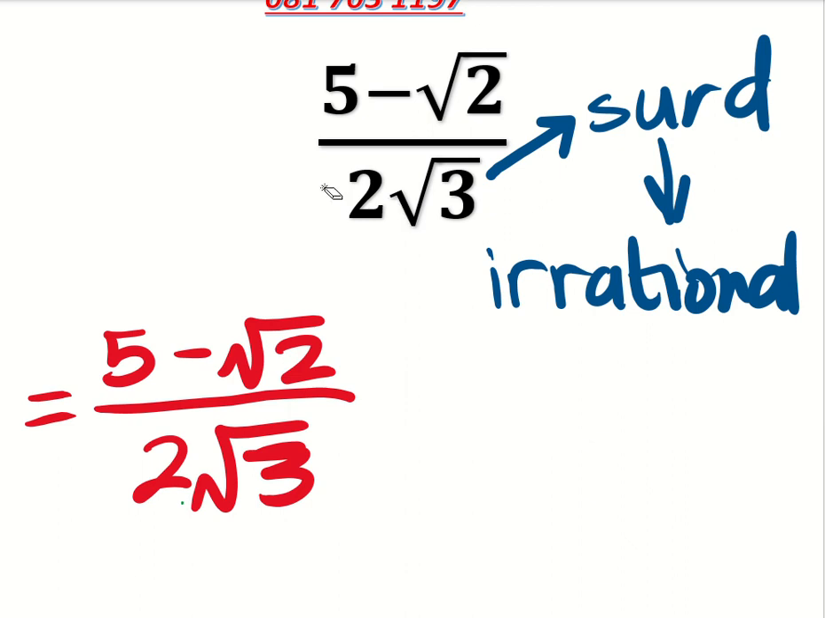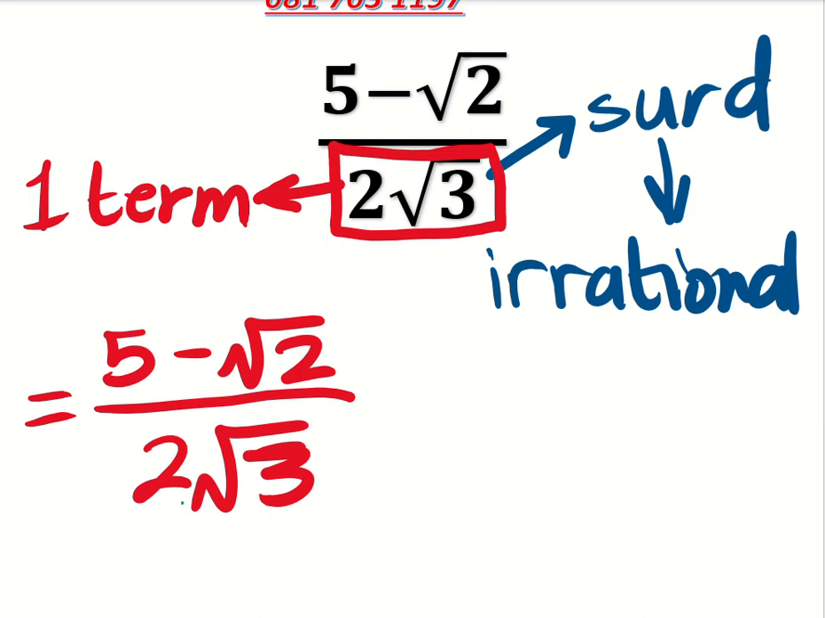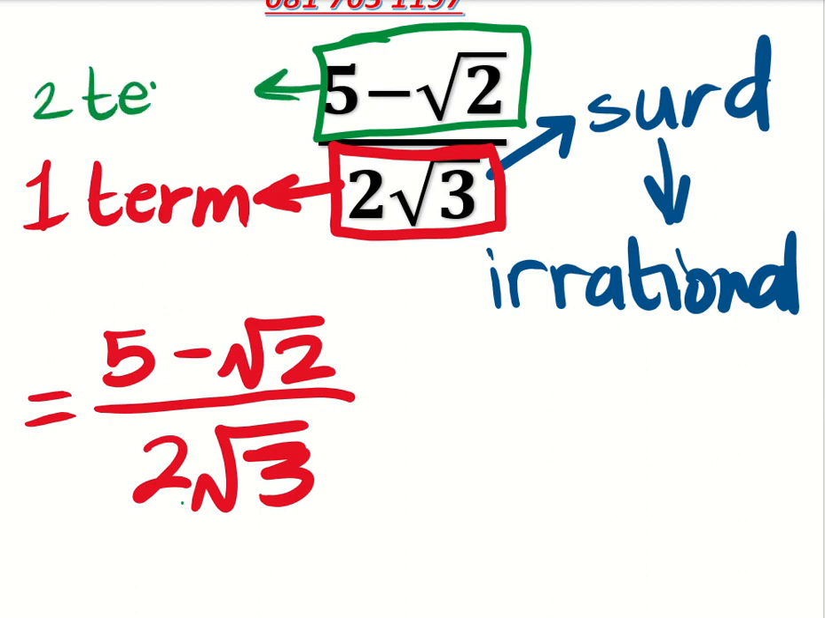Another thing that is very important to note, guys, you need to check how many terms your denominator has. If you look at the denominator that we're given here, this is only one term, a single term. How do we know that it's a single term? It's because the bases are not separated by a plus sign or a minus sign. For example, if you look at the numerator, our numerator is 5 minus the square root of 2. This one contains what? It contains two terms. Why? Because we can see that the bases are separated by a minus sign.